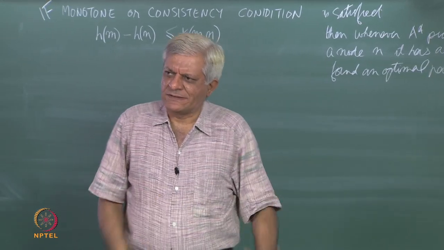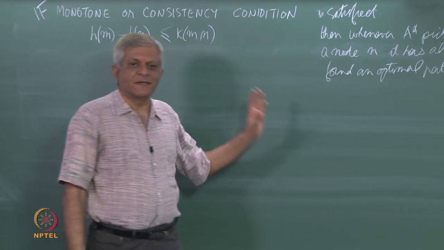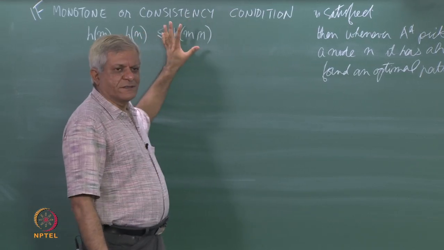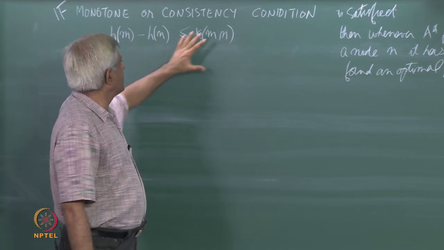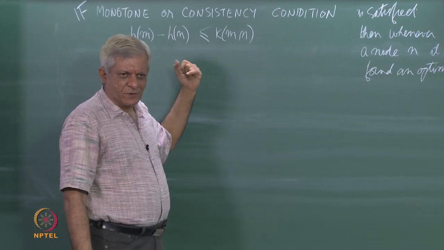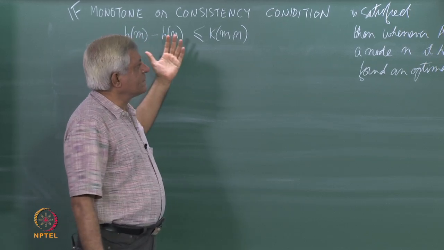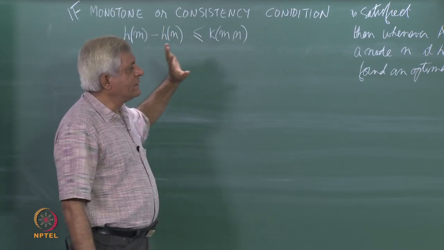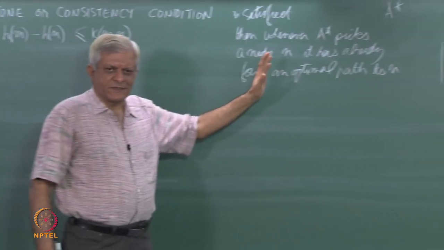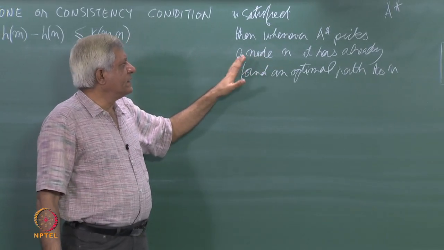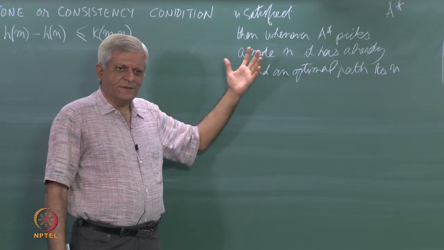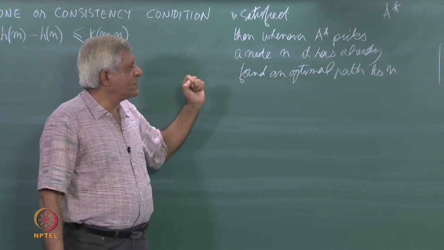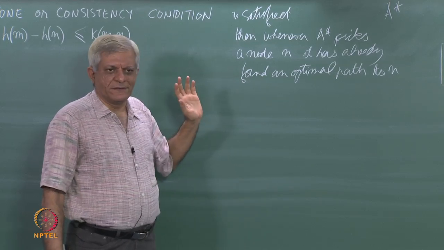So, first let us look at what this is saying and what is the implication of this essentially. We are saying that under certain conditions, which is this fact that the heuristic function satisfies this condition, which is called the monotone or consistency condition, then the algorithm using that A star with that heuristic function, whenever it picks a node, any node n, picks meaning it picks from open, it has already found an optimal path to n essentially.